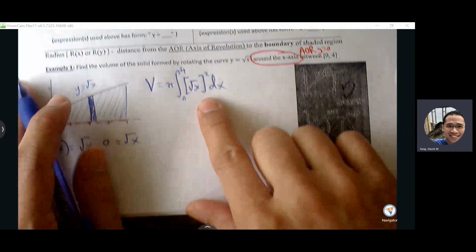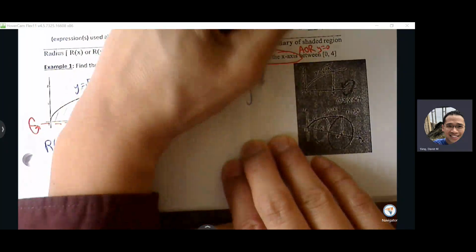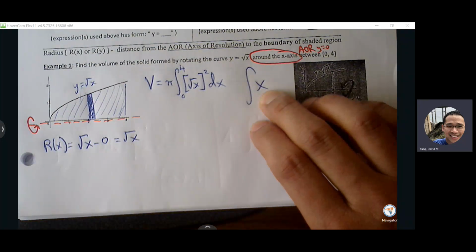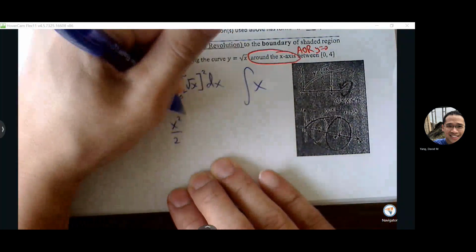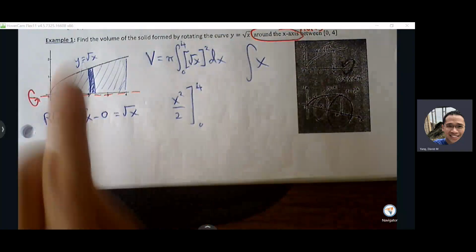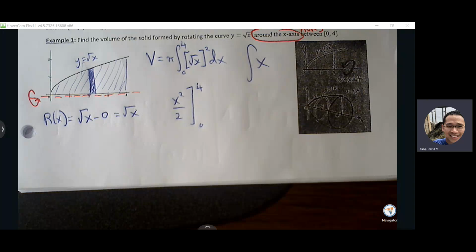All right, so let's work out this problem here. What's square root of x squared going to be? Just x, right? So it's just the integral of x, and then we go through power rule, x becomes x squared over 2. We'll evaluate from 0 to 4. Typically what I do is I ignore the pi because it's not going to impact my process, and at the very end, I just attach a pi to my answer.